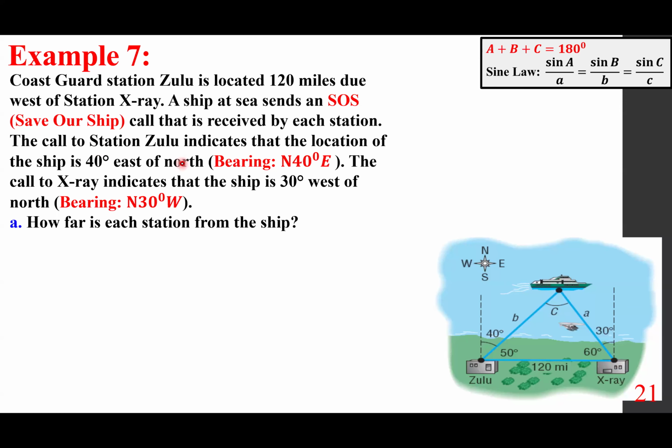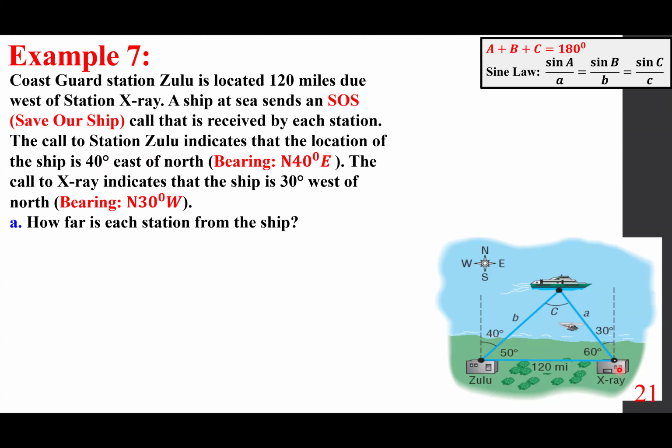The call to Station Zulu indicates that the location of the ship is 40 degrees east of north, meaning the bearing is north 40 degrees east. So this is 40 degrees. And right away, if this is 40, then obviously this would be 90 minus 40, or 50. So we can figure this out.